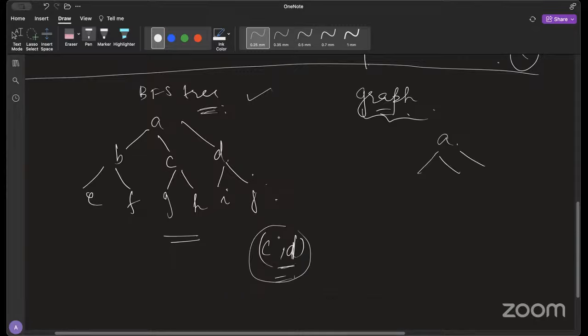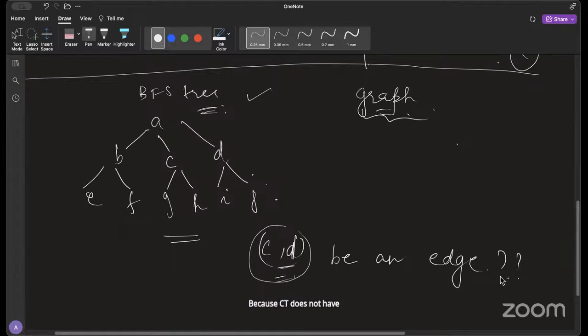Now, can CD be an edge here? In the original graph, can CD be an edge? No, ma'am. Why? Because CD should not have come under any below that. If it is there, there is no edge, no connection.